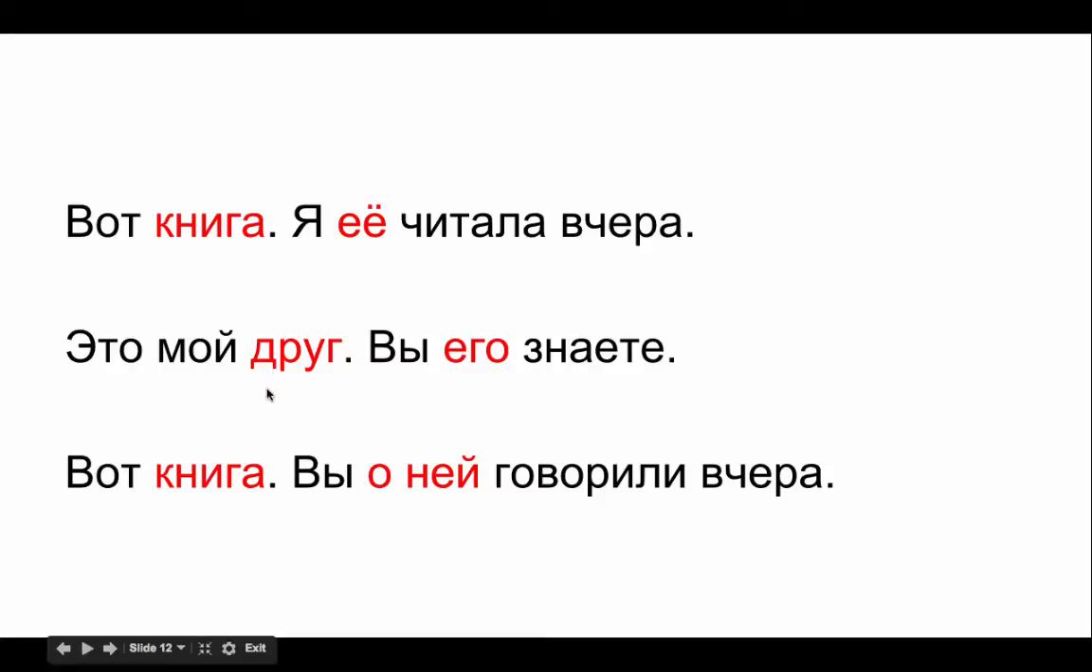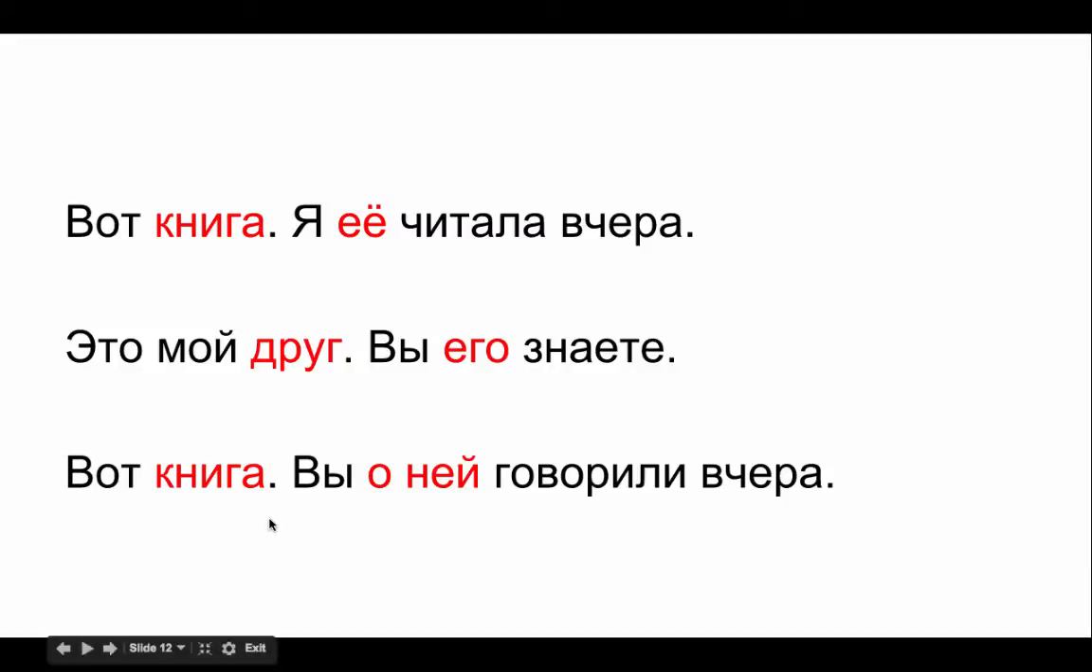Let's try this one. Это мой друг. Вы его знаете. What's the repeated element? It's друг. This is my friend. You know him. What case is him, его, in here? Again, it's accusative. So we'll have to put который into the masculine animate, because it's a person, right? Accusative. Can you think of what the answer will be? We'll come back and check it in a second.